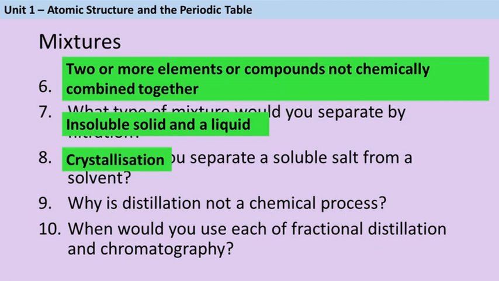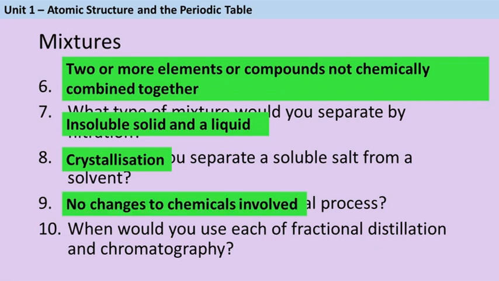You can't separate a soluble salt by filtration because the soluble salt will just go straight through the filter paper because it's been dissolved. So what you do instead is crystallization. That's where you put your solution into an evaporating basin and you maybe gently heat it over a Bunsen burner or a water bath until all of the liquid has evaporated and you're just left with the soluble salt.